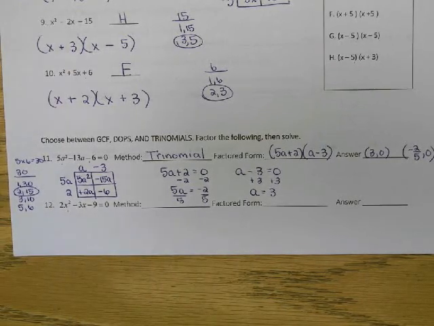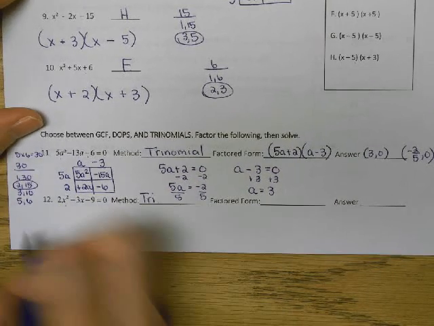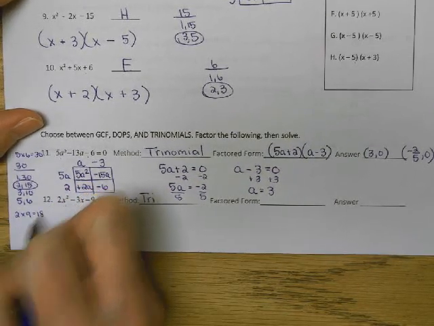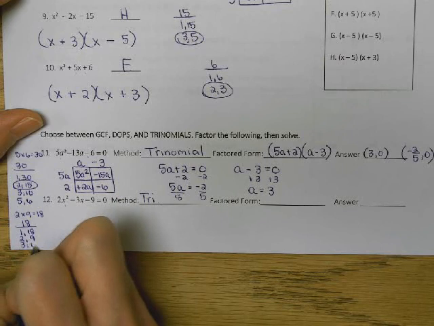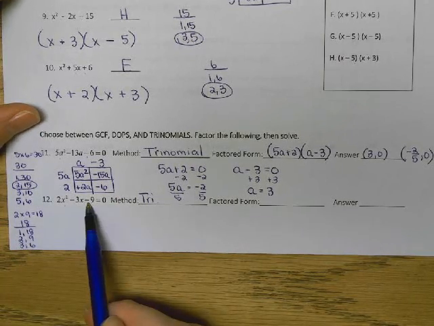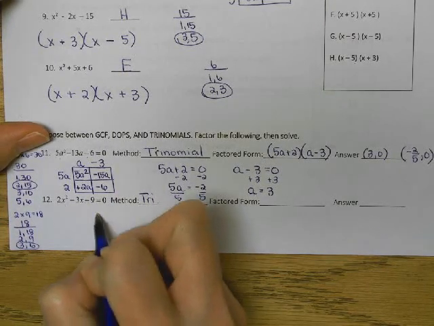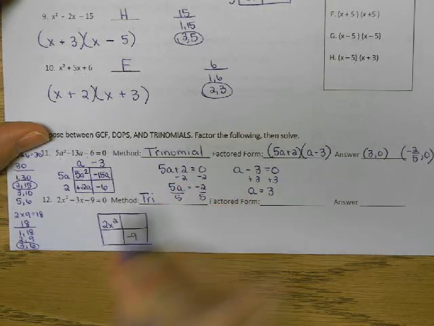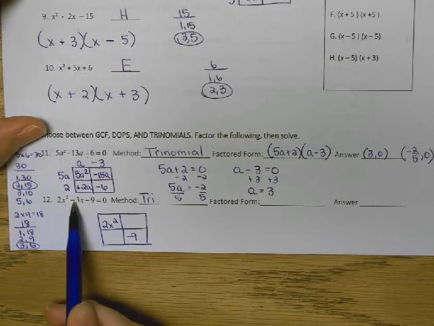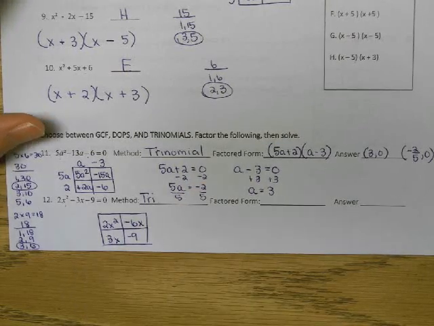Alright, 12. Again, we have 2x squared minus 3x minus 9 equals 0. So this is a trinomial. It is a complex trinomial, so I'm going to do 2 times 9, which gives me 18. And now I'm going to list all my factors of 18. Because the 9 is negative, I'm looking for the 2 that subtract to give me 3. So I've got 3 and 6. So we're going to fill in our box. I need these to subtract to give me a negative 3. So I know it's going to be a 3 minus a 6.